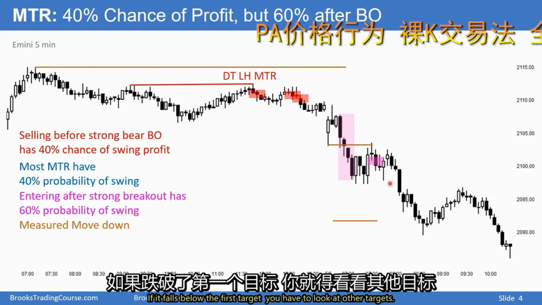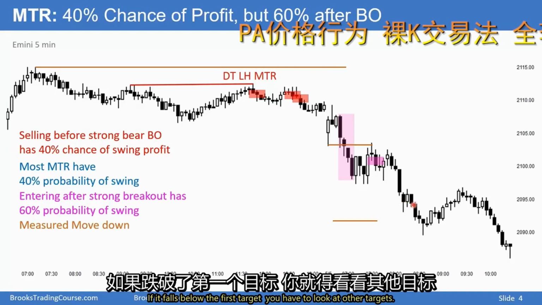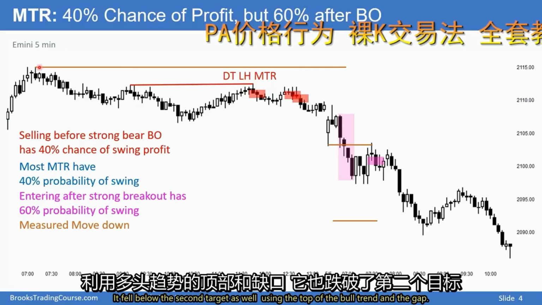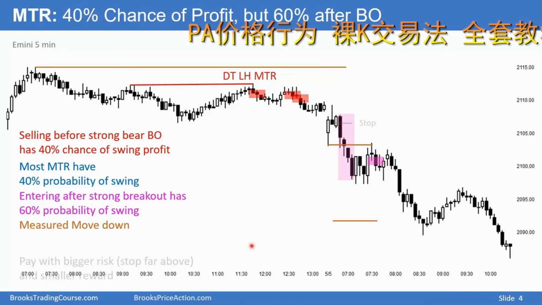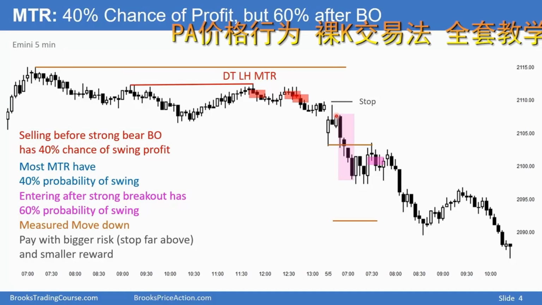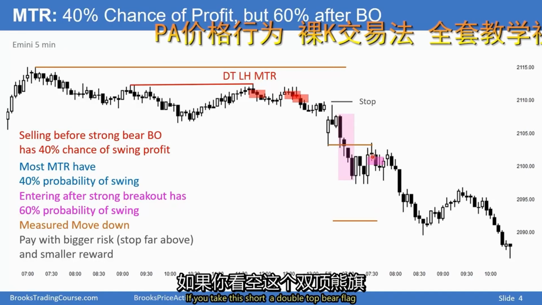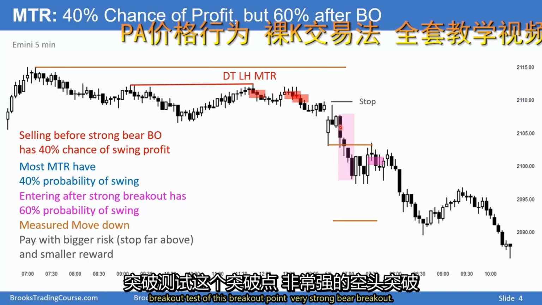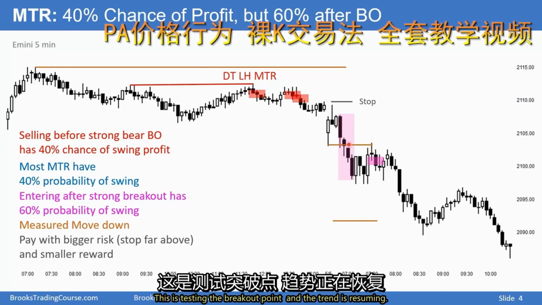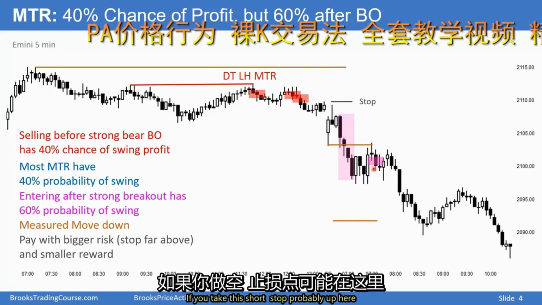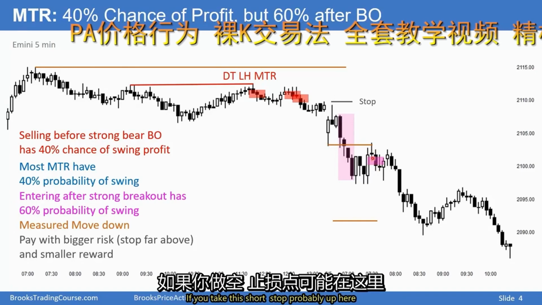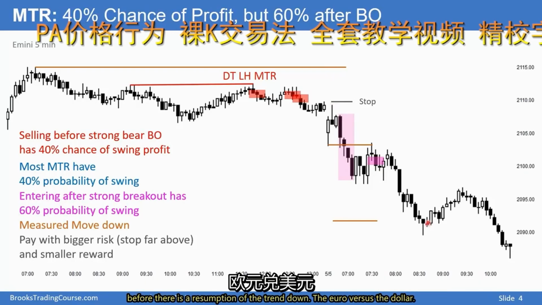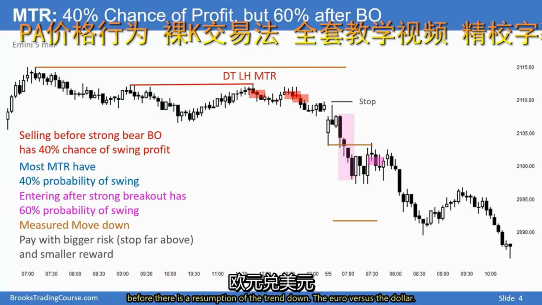If it falls below the first target, you have to look at other targets. It fell below the second target as well, using the top of the bull trend and the gap. If you take this short, a double top bear flag, breakout test of this breakout point, very strong bear breakout. This is testing the breakout point, and the trend is resuming. If you take this short, stop probably up here, because there might be one more leg up before there is a resumption of the trend down.